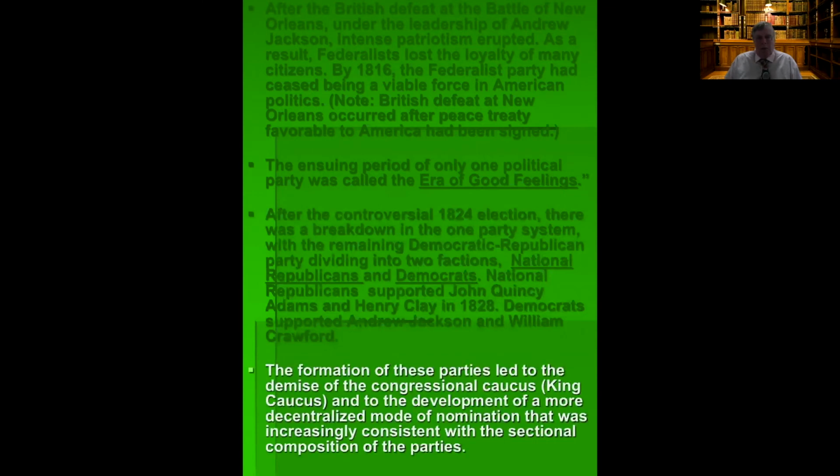The formation of these political parties led to the demise of the Congressional Caucus, earlier we called it King Caucus, and to the development of a more decentralized mode of nomination that was increasingly consistent with the sectional composition of the political parties. By the 1830s, national nominating conventions became the main way for brokering interest and reuniting the party for a national election campaign.